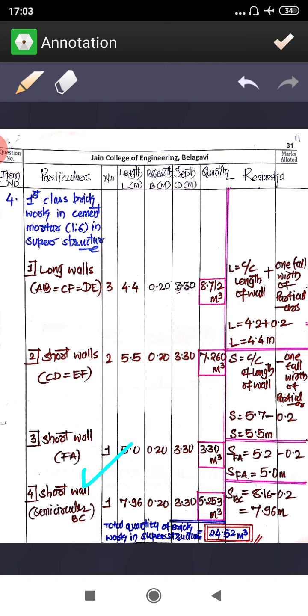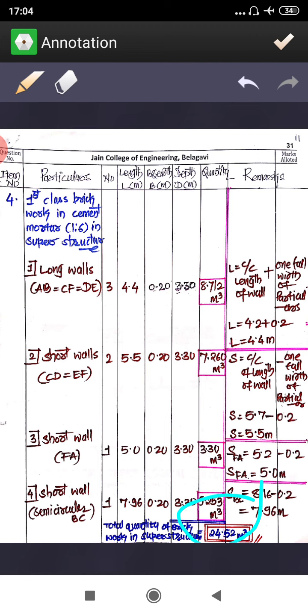The last short wall is BC, so that 7.96, how I got that, I have written here, that is 8.16 minus 0.2, you will be having 7.96. So 7.96 into 0.2 into 3.3, that is going to be 5.253. Now if you add all together, it is going to be 24.52 meter cube. This is the total quantity that I have considered.